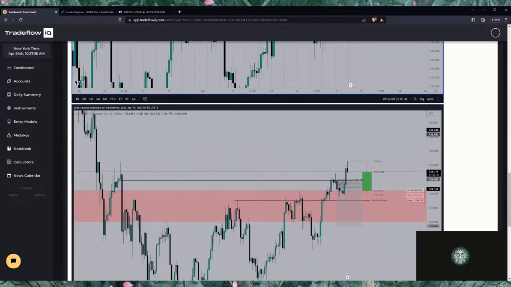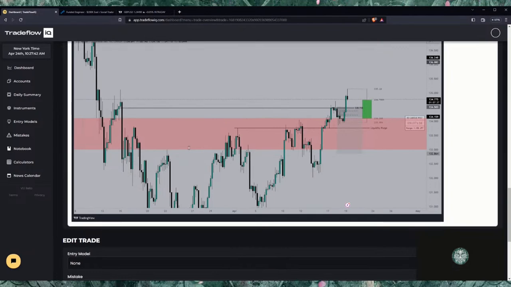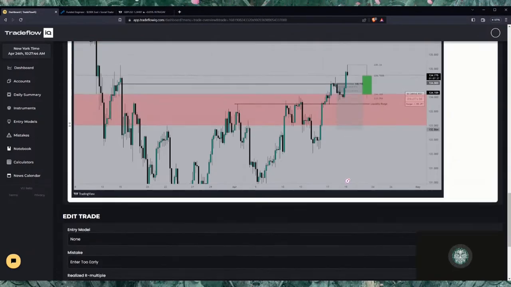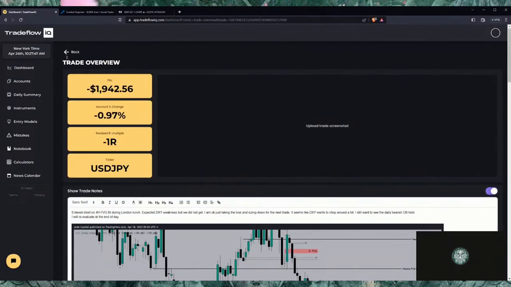I talked about that, this little fair value gap in here. Did not respect that. It just ripped higher. Okay, so that was a 1-hour loss. Now let's go back.